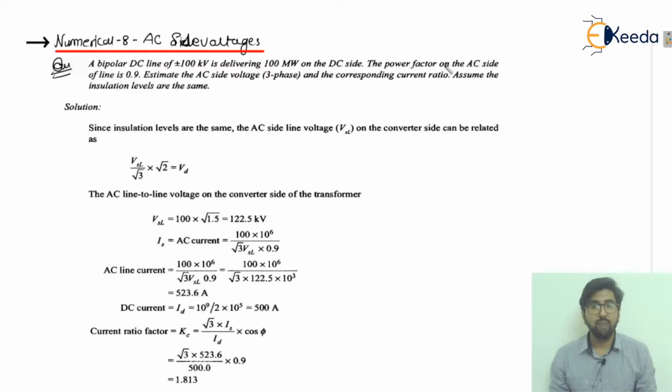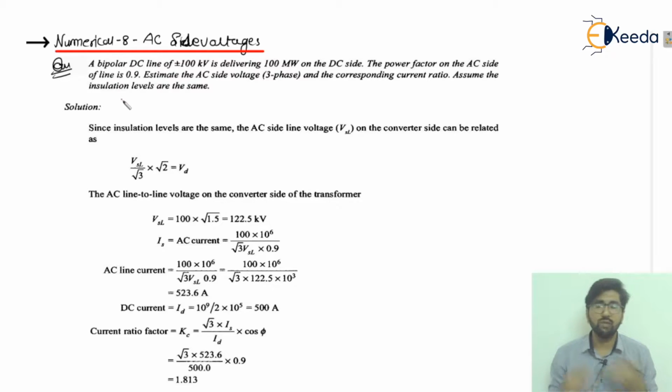Now the power factor on the AC side of the line is 0.9. Now estimate the AC side voltage. Okay, we have to find the AC side voltage, generally taking the three-phase system, and the corresponding current ratio on that side we have to find. Now assume the insulation levels are all the same.